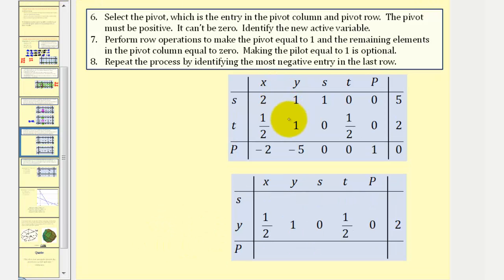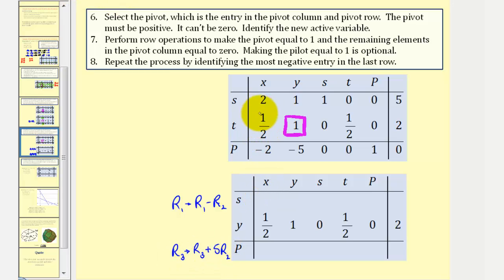So again, here's the tableau from the previous slide. If we want this entry to be 0, we could replace row 1 with row 1 minus row 2. Let's go ahead and do that. We'll replace row 1 with row 1 minus row 2. And to make this entry 0, we could take row 3 and add 5 times row 2. Let's perform this row operation by hand. We'll perform this row operation on the calculator.